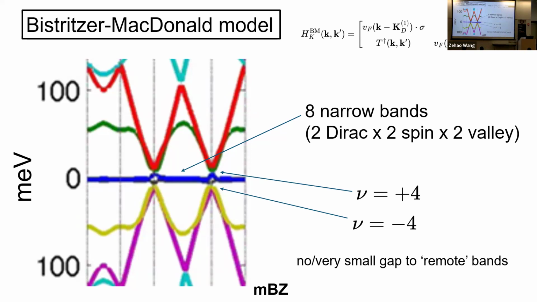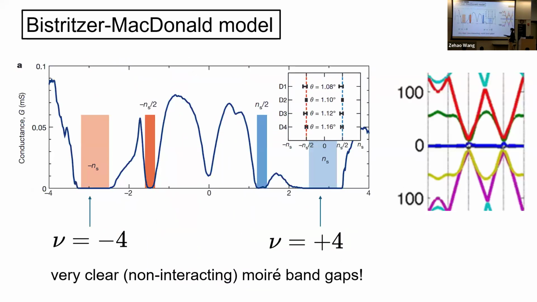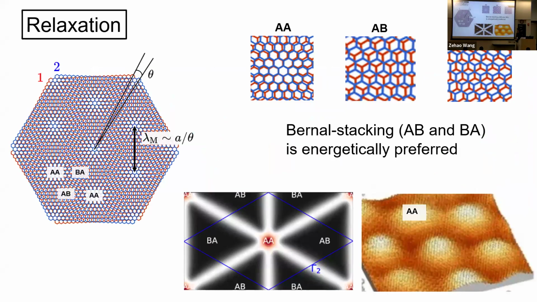And the thing is that this is not that consistent with experiments, because here's a transport experiment. This is the conductance as a function of density. And at ν = -4 and +4, experiments consistently see a very clear non-interacting band gap, a moiré band gap, right? And this is true even at high temperatures where these correlated insulators disappear, and for angles slightly away from the magic angle where the bandwidth isn't flat enough to get correlated physics. So clearly, there's some discrepancy here, and we need to figure out a way to open up a clear moiré band gap. And it turns out that the culprit is indeed our assumption of a rigidly twisted bilayer.